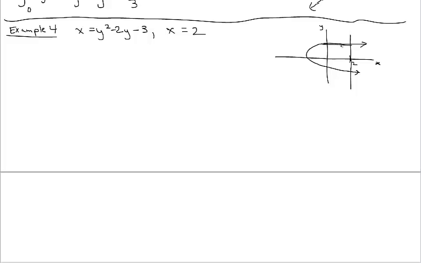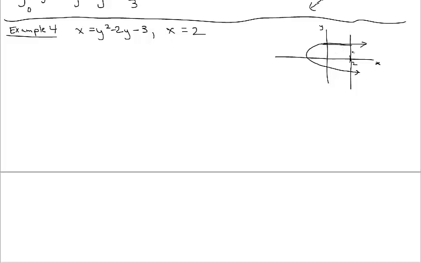This is going to be a sideways opening parabola. I have it graphed here. And then if I draw on the vertical line x equals 2, I'm talking about this region in here. Because the equations are solved for x, that pretty much gives it away that you're integrating with respect to y, because you have y's in your equations.